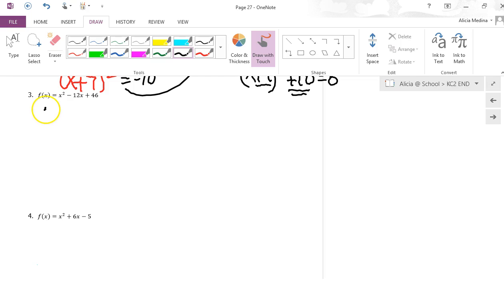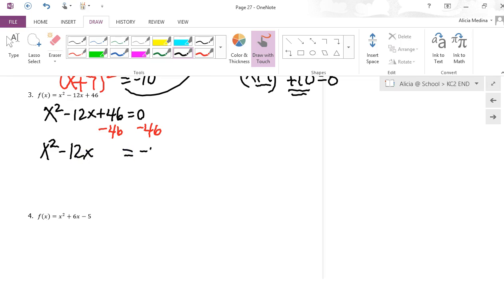Set it equal to 0. So x squared minus 12x plus 46 equal to 0. I want to get that constant over to the other side, so I'm going to subtract 46 because that is the opposite operation. X squared minus 12x. I'm going to leave a space. Minus 46. I'm going to complete my square now because I want to figure out what number I'm going to add on both sides. Alright?